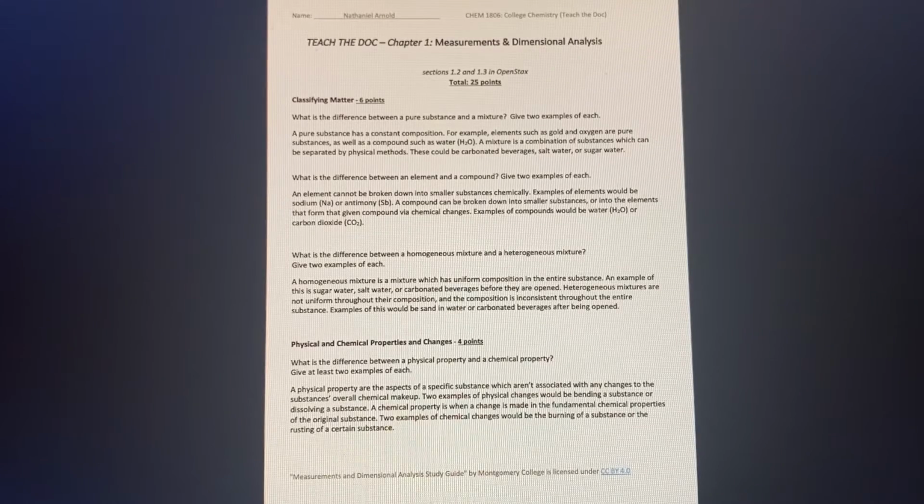Good evening. So in my Teach the Doc, Chapter 1 for Measurements and Dimensional Analysis, I'll go ahead and read through my answers. So starting here for number 1.